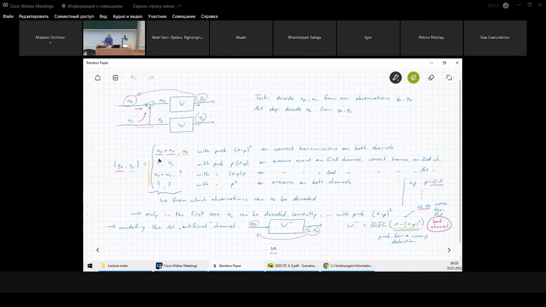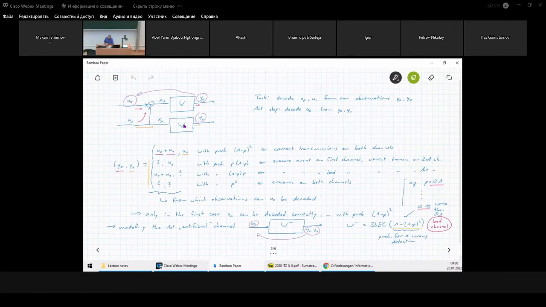So then, considering all cases that can occur, for example, the erasure event on the first channel, so with probability p, things go wrong during this transmission. So this means we observe the question mark, the erasure symbol here, at the first output. No error on the second channel, so we observe U1 correctly here at the second output. So in this case, we just know U1, and this will happen with probability p times 1 minus p.